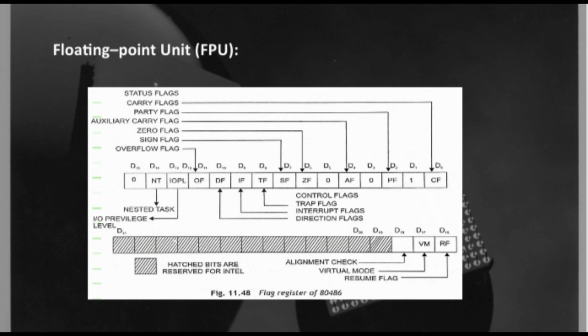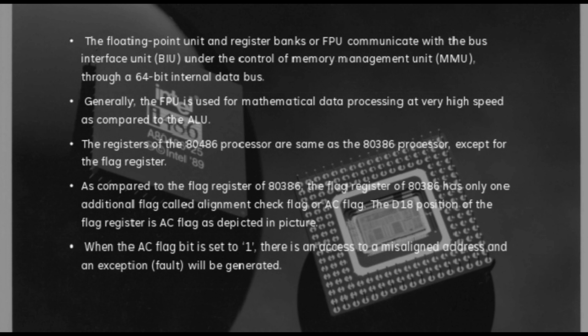The flag register of 80486 has status flags: carry flag, parity flag, auxiliary carry flag, zero flag, sign flag, overflow flag; and control flags: trap flag, interrupt flag, direction flag. It also has nested task and IO privilege. The floating point unit and register banks, or FPU, communicate with the bus interface unit under the control of the memory management unit through a 64-bit internal data bus.